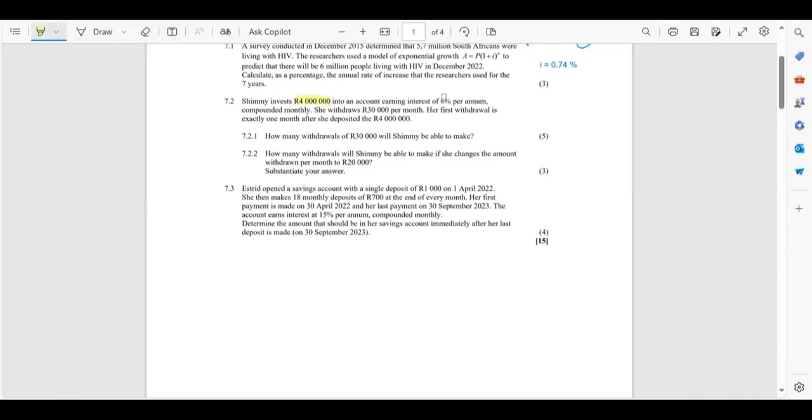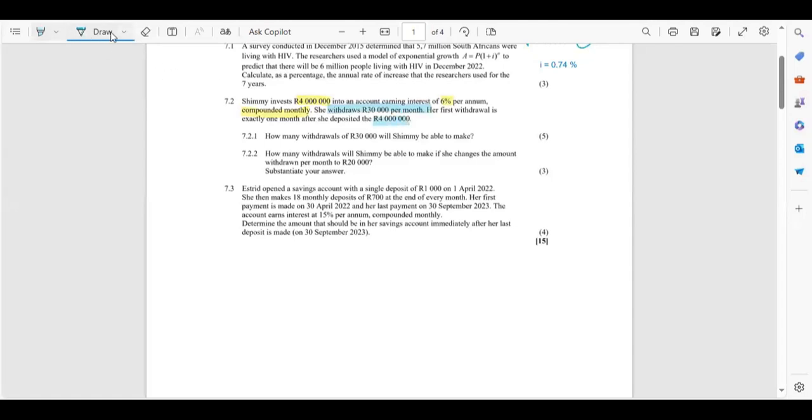Now, how much is this account earning? 6% per annum, compounded monthly. Now, they said she withdraws 30,000 per month, right? So this is another piece of information, let me highlight it using a different marker. So she then withdraws 30,000 per month. Her first withdrawal is exactly 1 month after she deposited the 4 million.